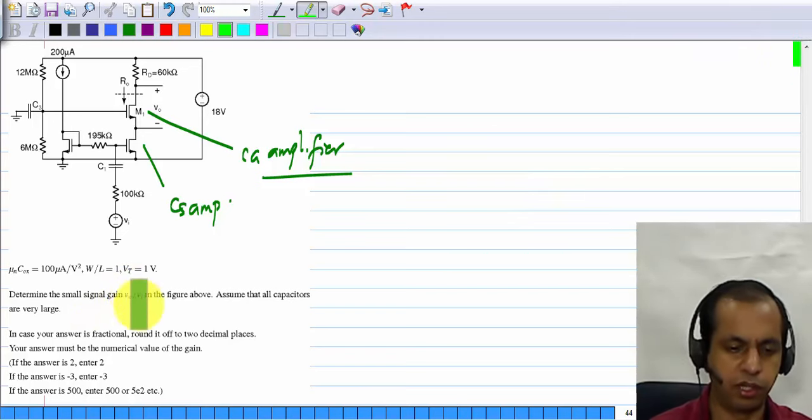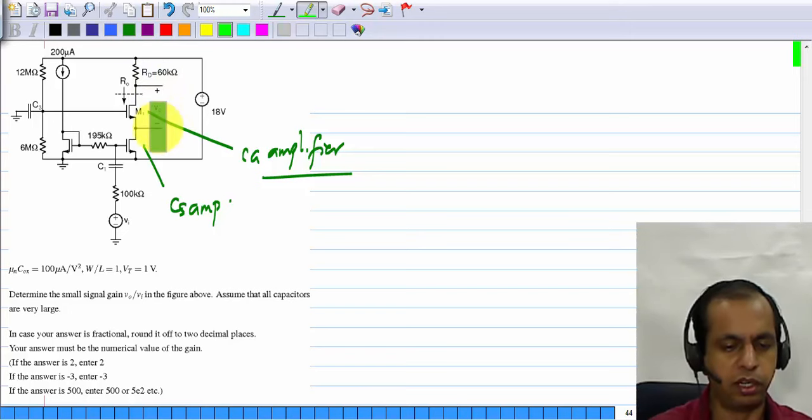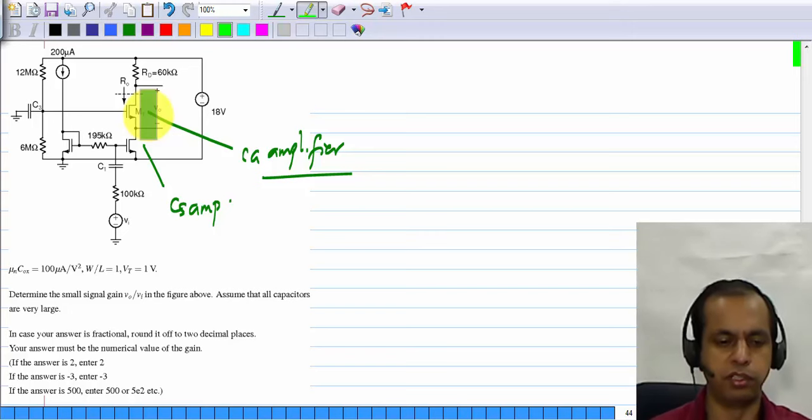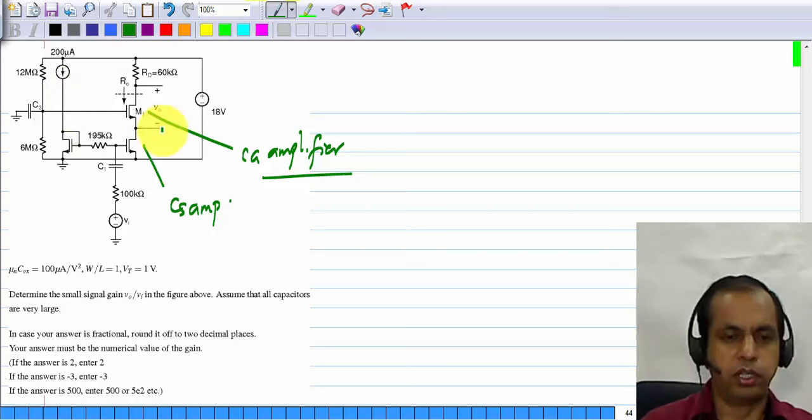So the first thing is to calculate V0 by Vi, but unlike the usual case where V0 is from drain to ground, here V0 is between drain and source. So you have to find the drain voltage, source voltage, and find the difference. First of all, you have to write the small signal picture.